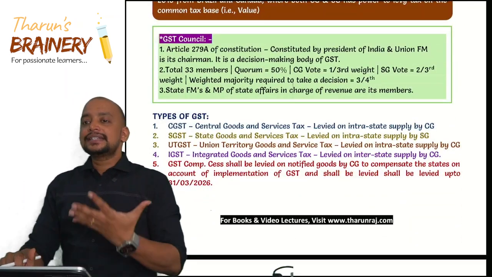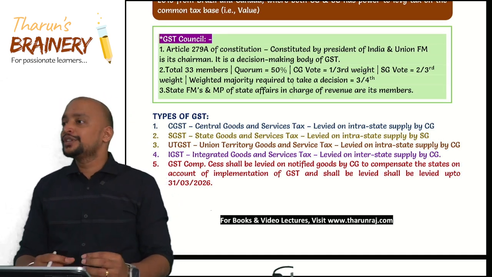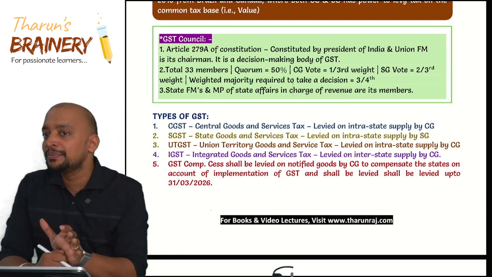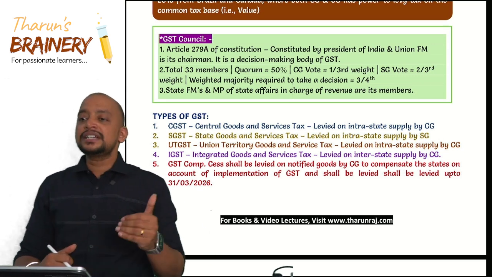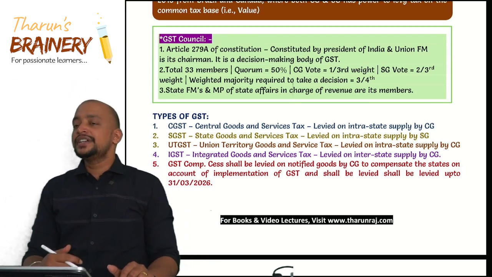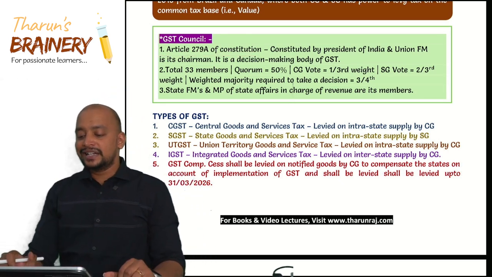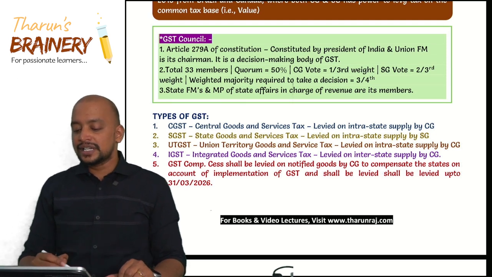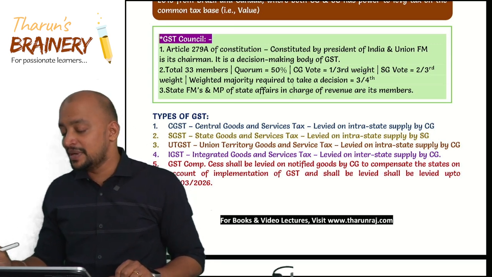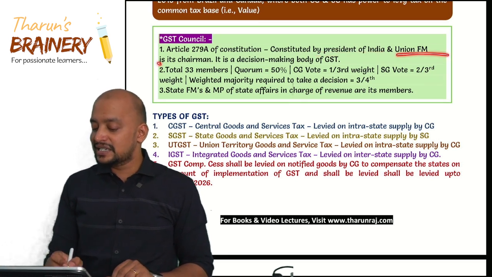Then, as GST is a dual GST model, the decisions need to be taken by both central government and state government. So therefore, there was a need of one common decision making body. What will be the name of that common decision making body? GST Council. So GST Council is a constitutional authority or a government authority? Constitutional authority. So it derives the powers from Article 279A of the Constitution, and the head of this GST Council is not President, is not Prime Minister. It is Union Finance Minister who will be the head of this council. It is constituted by President of India, but Union Finance Minister is its chairman.